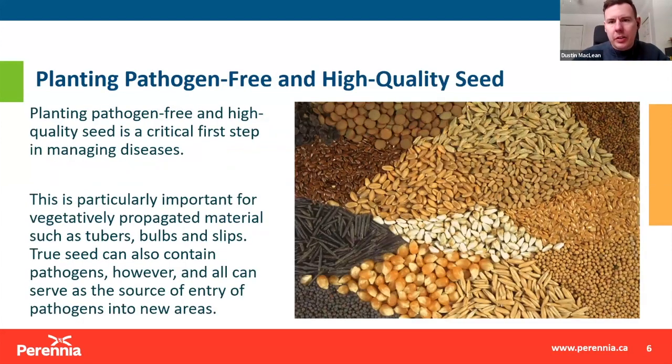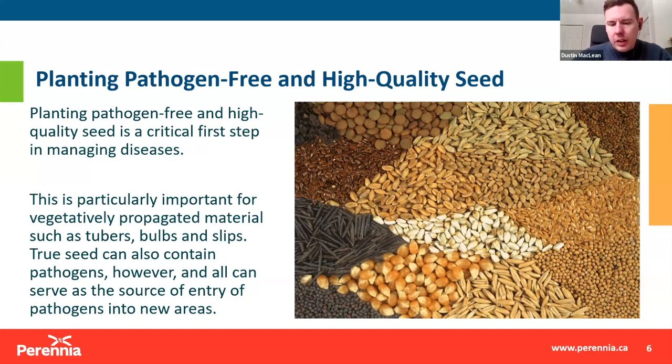So planting pathogen-free and high-quality seed is a critical first step in managing disease. This is particularly important for vegetatively propagated material, such as tubers and bulbs. True seed as well can also contain pathogens, however, and all can serve as the source of entry of pathogens into new areas. So all of the major plant pathogens can be transmitted by seed or propagating material.